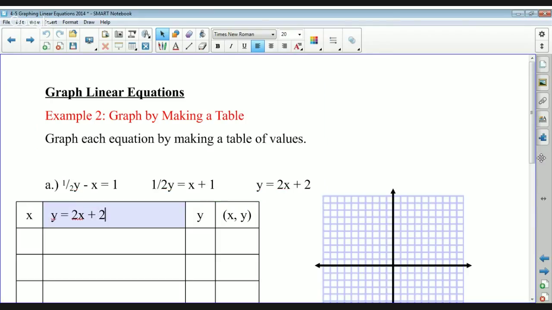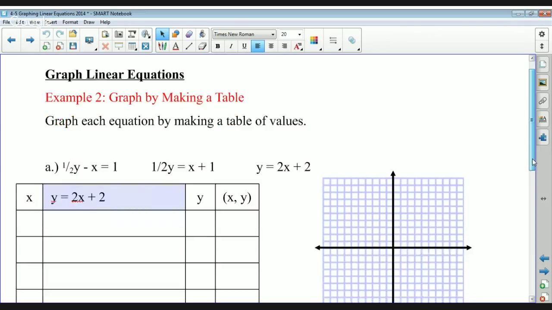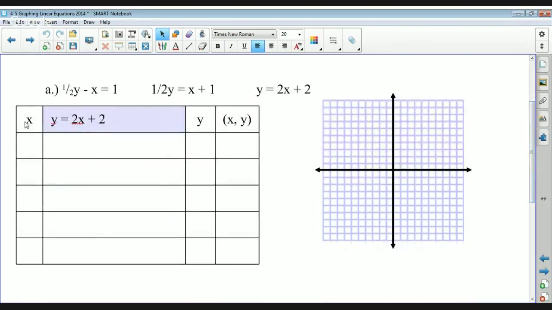So down below into our table, you see I've already had that typed in here. We have an x that we're going to pick out values to plug in for x. We will find what y is based on our answer of 2 times our number plus 2. And then in the last column, we will type it as an ordered pair. When you do this, I would say 3 or 5 numbers are good. You want to have equal numbers of negatives and positives.